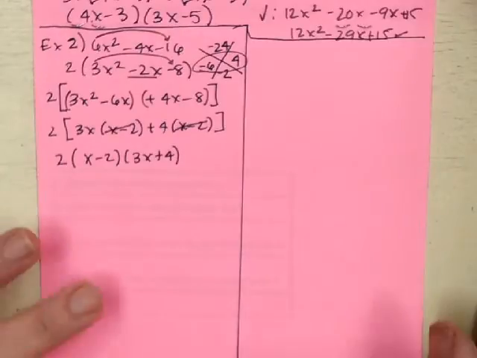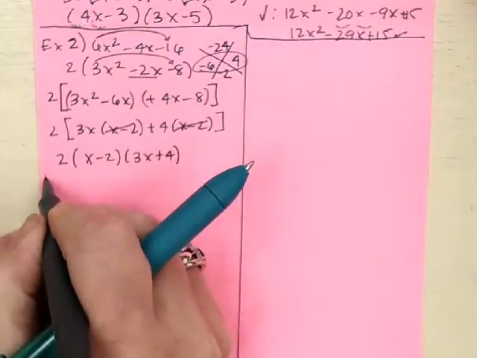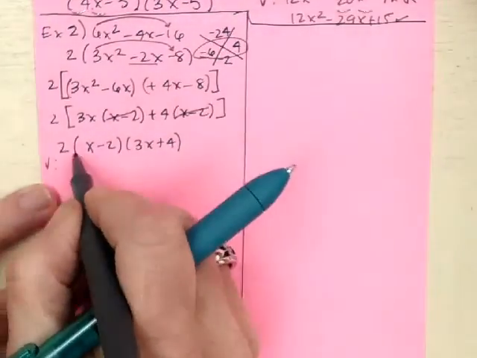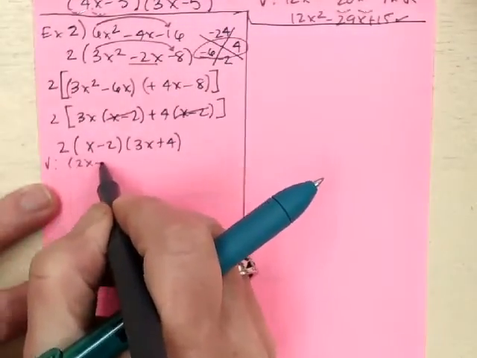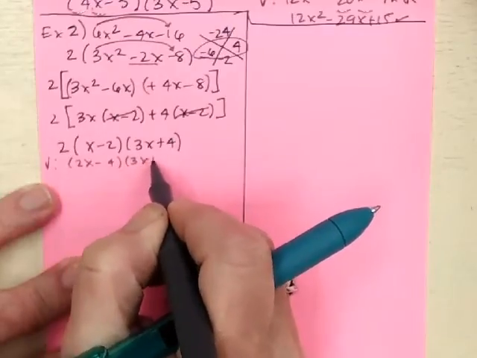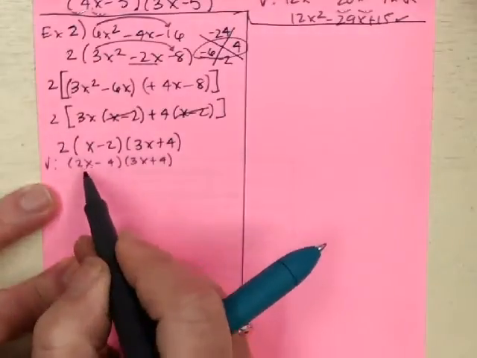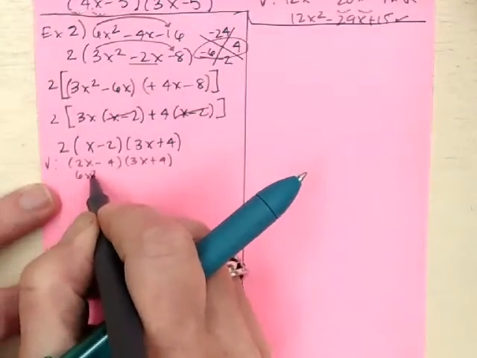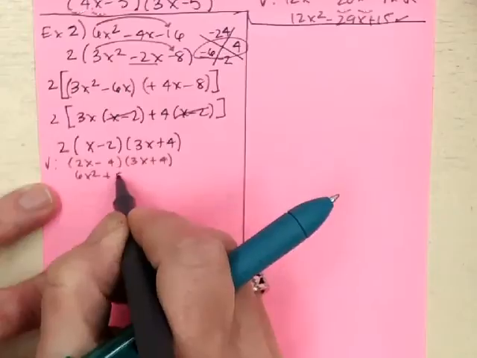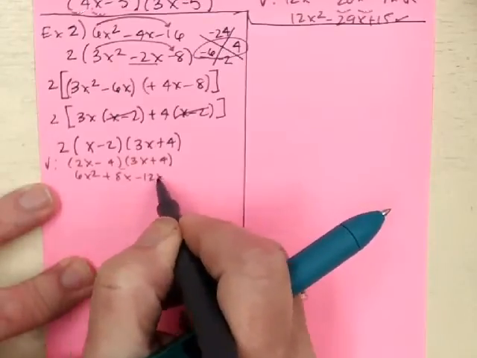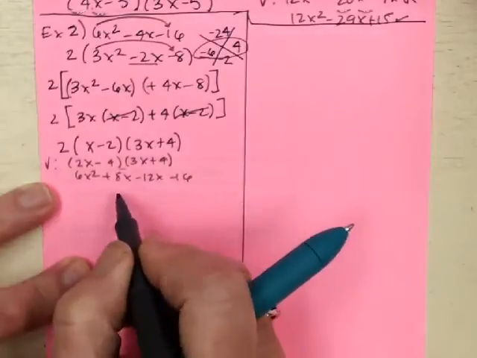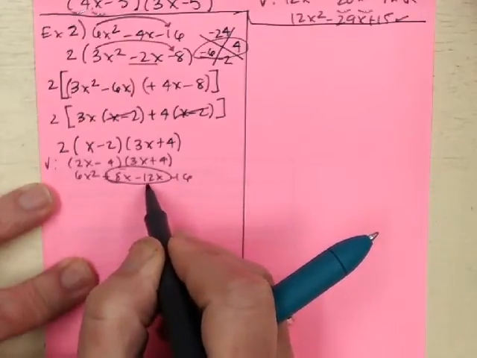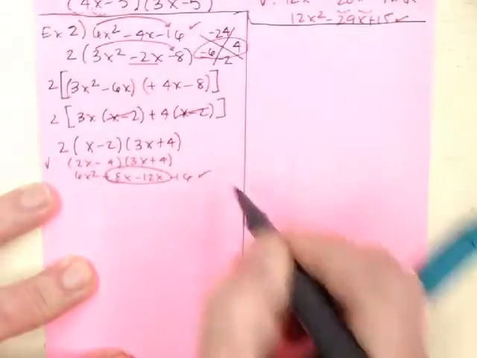We can check that really fast. I'm going to do it right here, and I'm not going to drag my heels with it. I'm going to go ahead and distribute the 2, and I'm going to get 2x minus 4 times 3x plus 4, and then I'm going to do my distributive property again. That's going to multiply and give me 6x squared. That's going to multiply and give me 8x minus 12x minus 16. And these two are going to come together to give me a negative 4. Got what I needed.